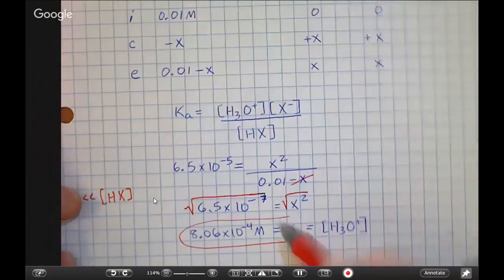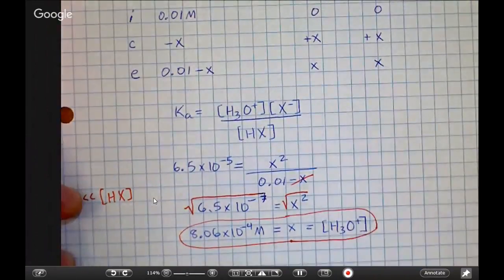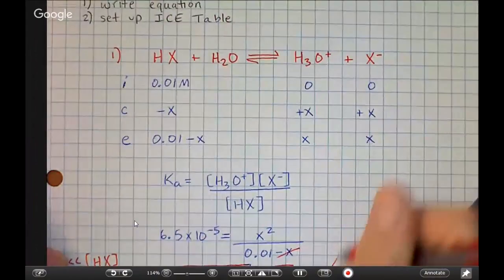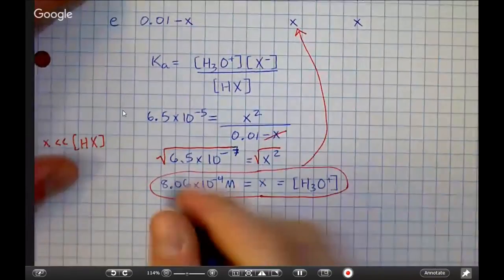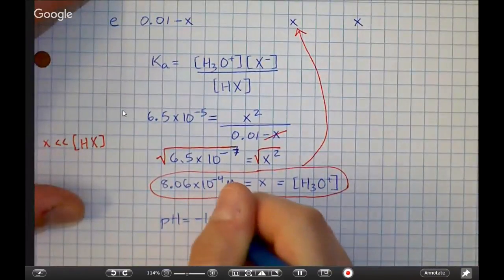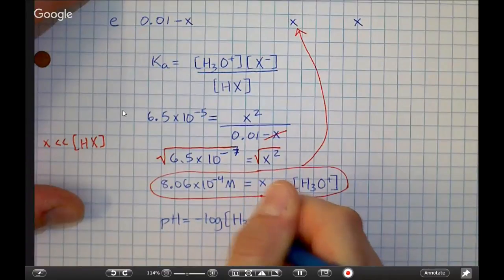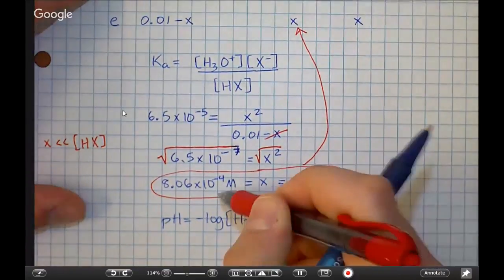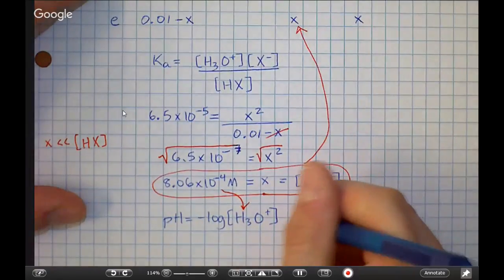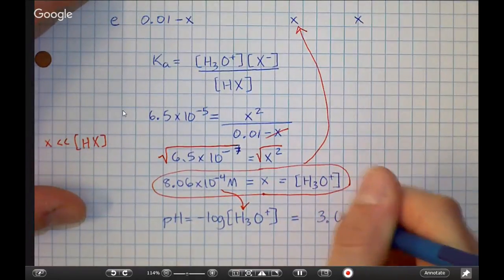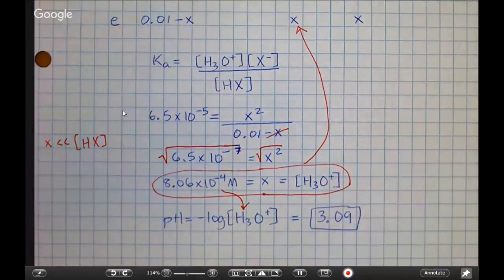Okay, and we know that because above in our ice table, we said that X is our equilibrium concentration for hydronium. So then we're going to go one step further here, folks, and recall that pH is the negative log of hydronium. If we plug this value right into there, we're going to get a pH of 3.09.